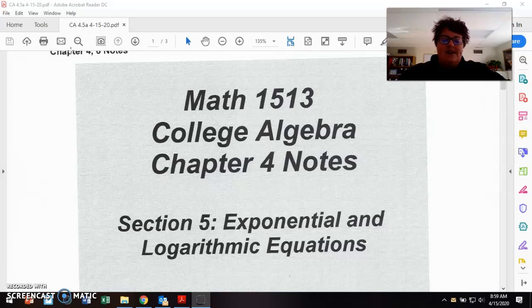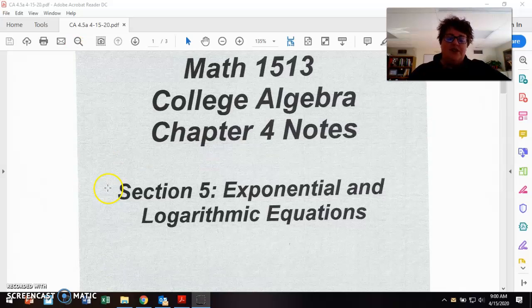So section 5 is covering exponential and logarithmic equations. One of the things we want to do is solve exponentials and solve logs. There's multiple ways that you can do this depending on what form you're given. So today we want to just focus on solving exponentials, and then Friday we will solve logs. Because they're inverses, they use each other to solve each other, so it's based on what you're given first.